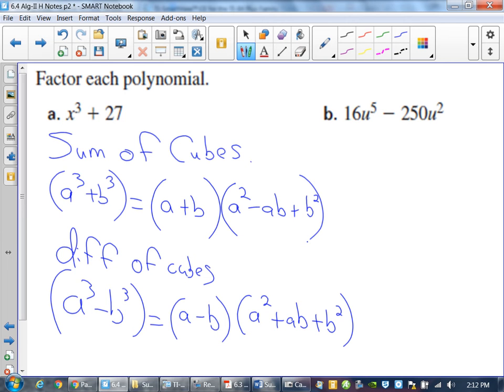So, I'll write it out here too for you guys. And it really is a very simple pattern to work with. So the last one is always plus? Yes, the last one will always be plus. The first one's always whatever the sign is between the two. The second sign is just the opposite.